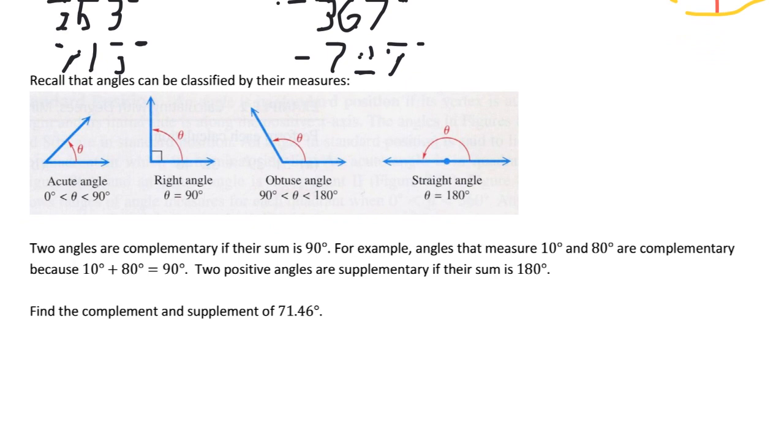Recall that angles can be classified by their measure. So we have acute angles, right angles, obtuse angles, and straight angles. Acute angles are less than 90, right angles are 90, obtuse are bigger than 90, and straight angles are 180.